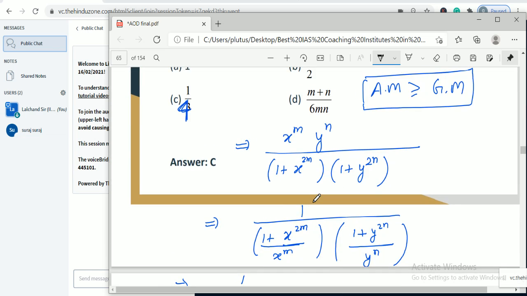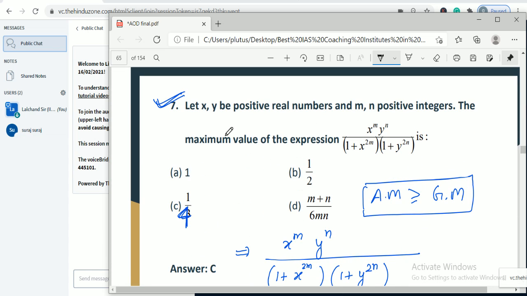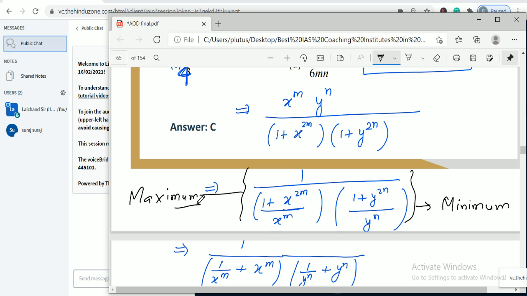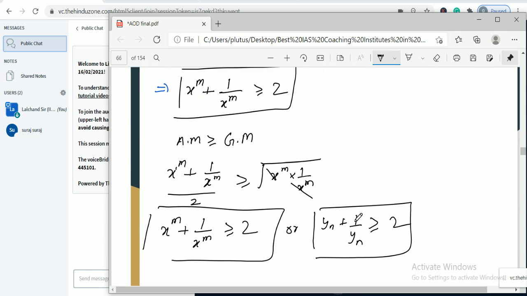And now tell me what we need to find out. We need to find out the maximum value. So when will this expression be maximum? This expression is maximum when this denominator is minimum, then the whole expression will be maximum. So what is the minimum value of the denominator? This is 2 and this is also 2.